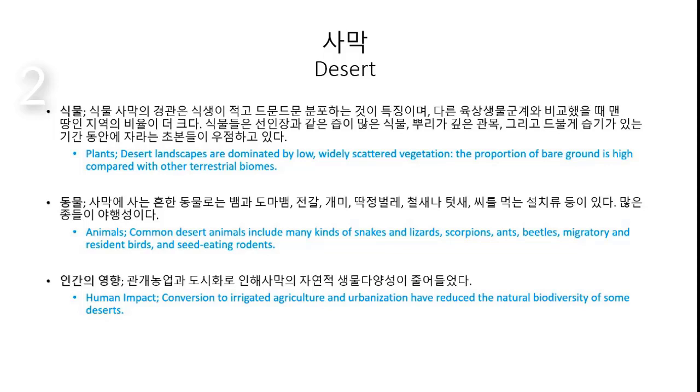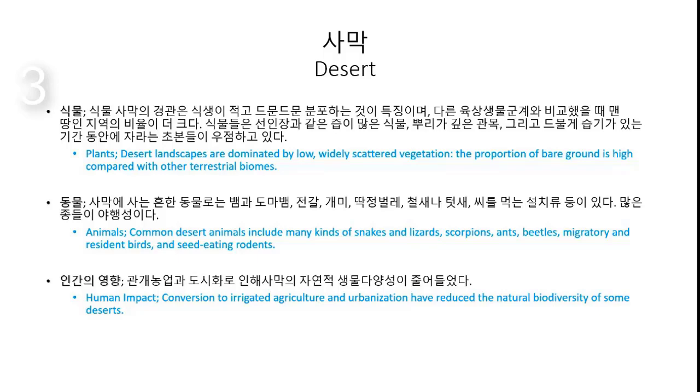Plants. Deserts are dominated by low, widely scattered vegetation. The proportion of bare ground is high compared with other biomes. The plants include succulents such as cacti or euphorbs, deeply rooted shrubs, and herbs that grow during the infrequent moist periods. Animals. Common desert animals include snakes and lizards, scorpions, ants, beetles, migratory and resident birds, and seed-eating rodents. The human impact. Urbanization and conversion to irrigated agriculture have reduced the natural diversity of some deserts.